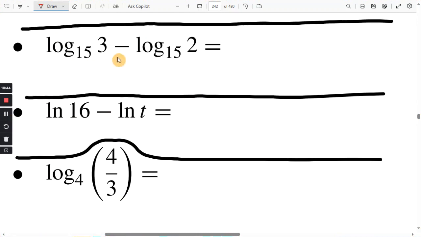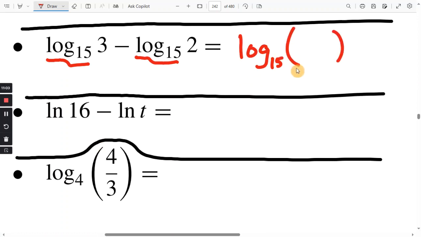All right, in this one, we're going to work backwards. So make sure the base numbers match. Okay, we have log of 15 and log of 15 on both of them. So I am going to start with log of 15. And the argument, remember the number that's written first is in the numerator, and the number that's written second, or the second argument after the subtraction, is in the denominator.